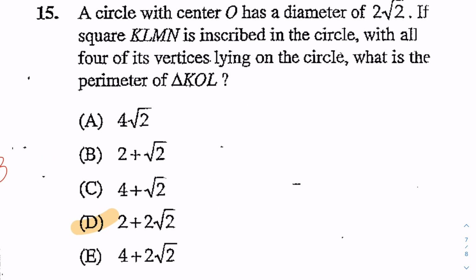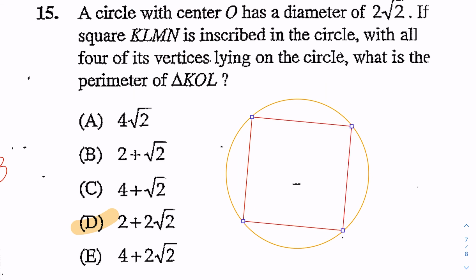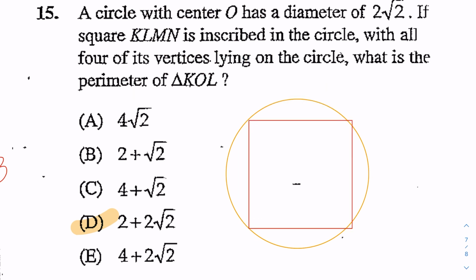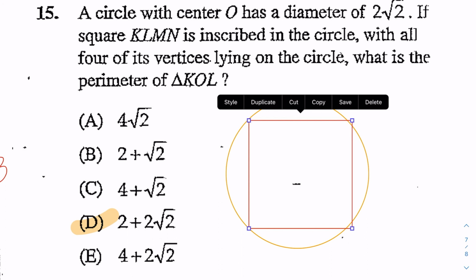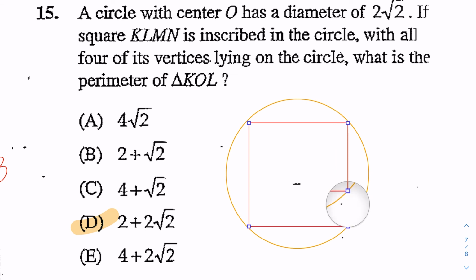All right, next for number 15, a circle with center O has a diameter of 2 times the square root of 2. If the square KLMN is inscribed in the circle with all 4 of its vertices lying on the circle, what's the perimeter of triangle KOL? I'll draw this diagram here. So you have this circle and you have this square inside. And it's inscribed, which means that it's perfectly inside this circle. And here the diameter is 2 root 2.